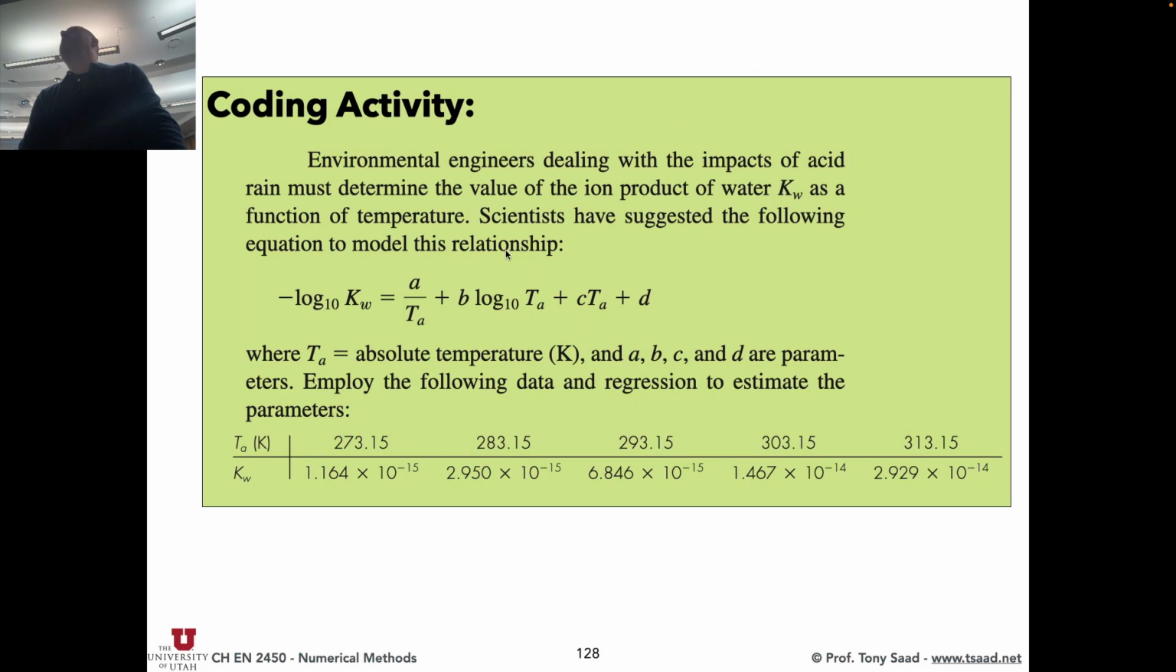This one is a little more interesting. Environmental engineers dealing with the impacts of acid rain must determine the value of the ionic product of water, Kw, as a function of water temperature. Scientists have suggested the following equation to model this relationship: minus log10 of Kw equals A over Ta plus B log10 Ta plus C Ta plus D. Ta is the absolute temperature. A, B, C, and D are the parameters. Now employ the following data and regression to estimate the parameters.